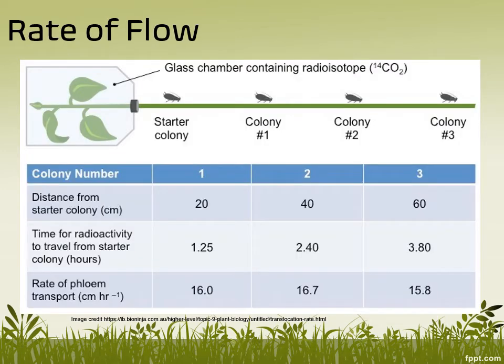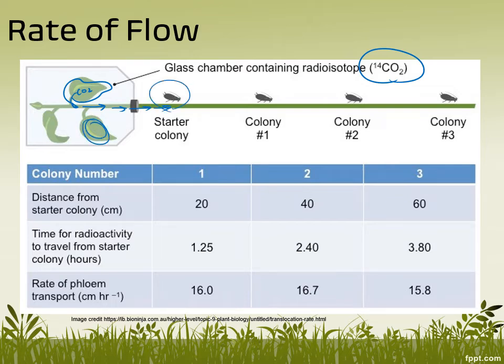And then we can collect some super cool data. So let's say that we have our plant here. We added some radioactive carbon dioxide. We know that in the Calvin cycle that radioactive carbon dioxide will get incorporated into the sugars. So then the plant is using that radioactive CO2 to make radioactive sugar, and that sugar starts to move through the phloem from the source to the sink.